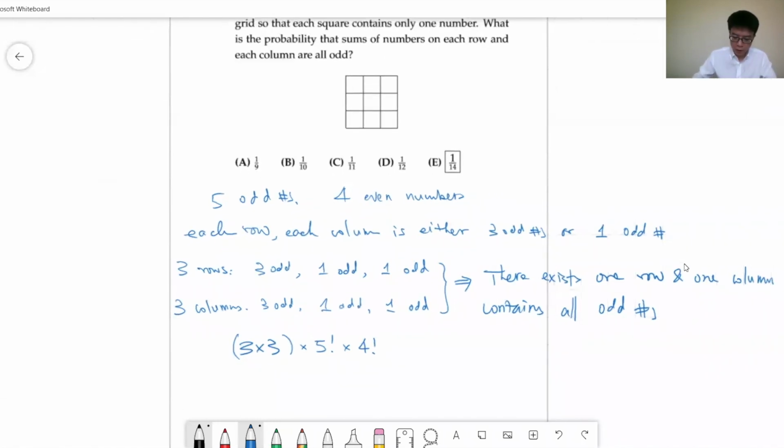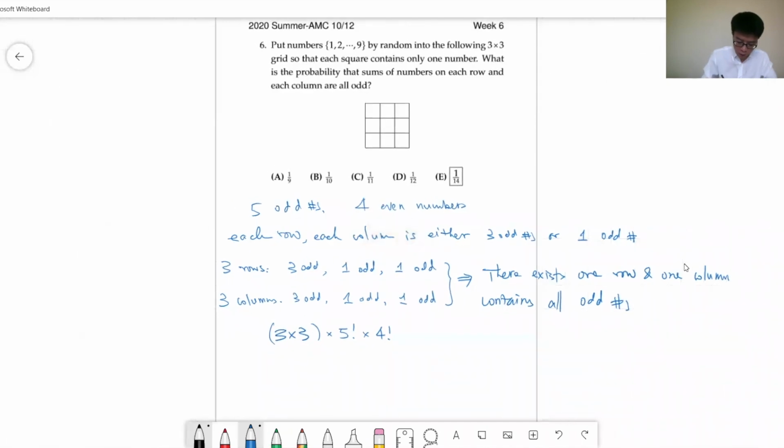So we want to count the probability. So we divide by the total ways to assign these 9 numbers. That's exactly 9 factorial. So this probability equals this quotient. And then we can simplify this and get 1 over 14. So the answer is just 1 over 14.